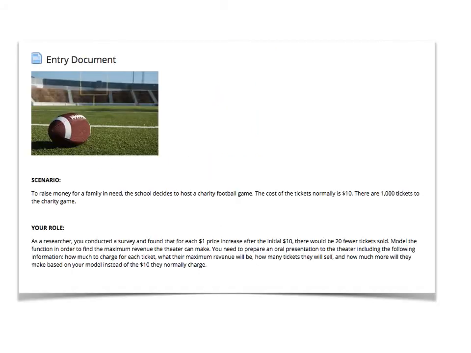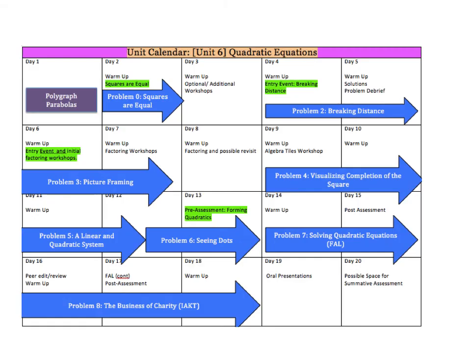And then the last thing, we have our IACT for the unit, the business of charity. Students are asked to make a model about a charity event, based on limited tickets and the amount of costs and things like that. So this will be a chance for disciplinary writing for the unit. And you'll note that 3 days are given to this last problem, the business of charity.